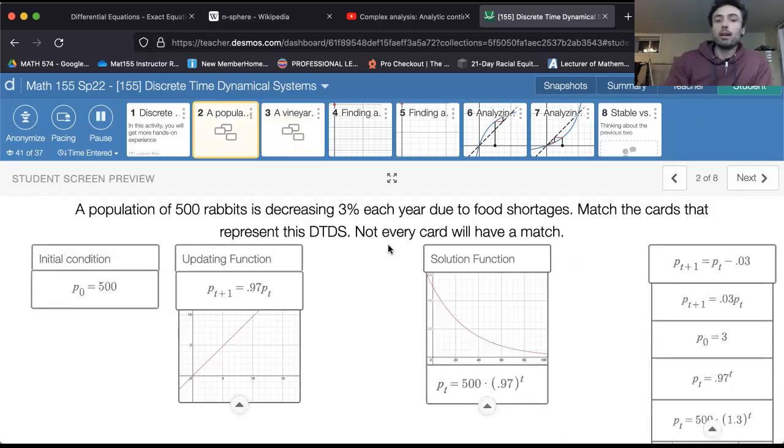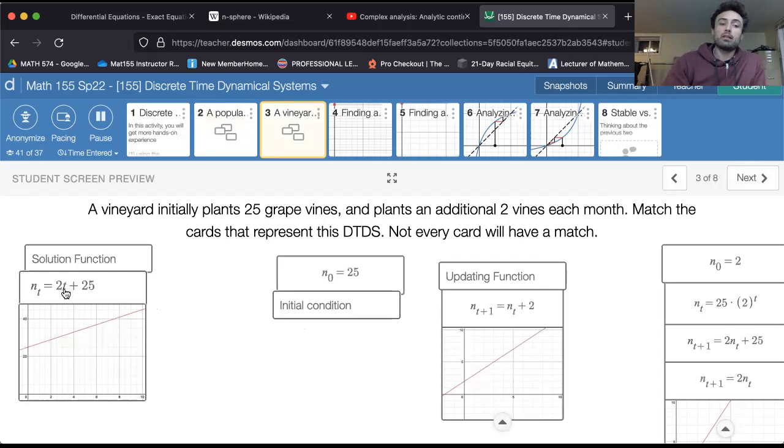Okay, so I hope this makes sense. Right, when we look back here, here's my updating function. When I multiply by 0.97 over and over and over, repeated multiplication is exponentiation. So when there's a constant multiple for your updating function, that'll become your base for your solution function. When there's constant addition, here we are, for your updating function, that'll become a multiplication of your solution function.